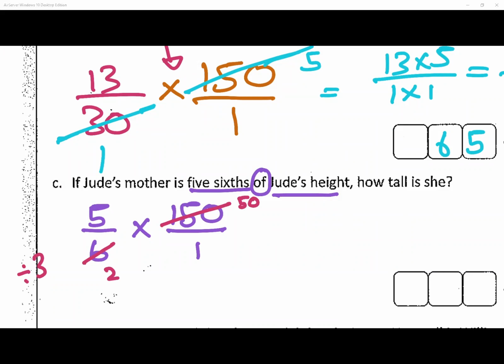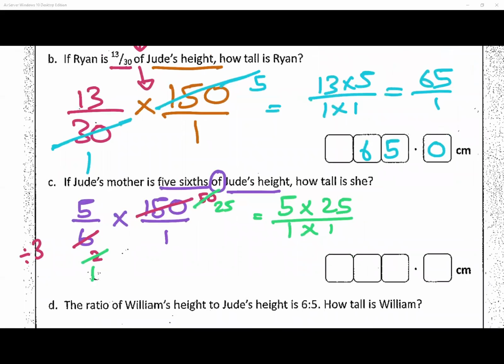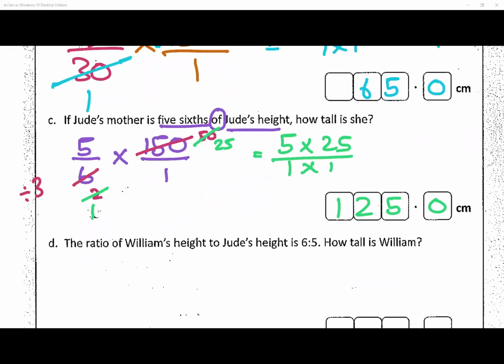Okay, can we do any more cancelling? Yes. 20, divide that by 2 and divide that by 2. And that's 25 and 1. So that leaves you with 5 times 25 on the top and 1 times 1 on the bottom. So what's the final answer? 125 centimeters. Fantastic, young man, fantastic.